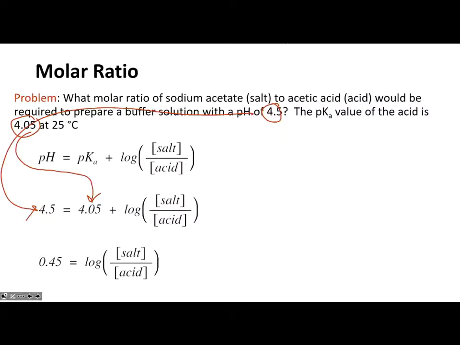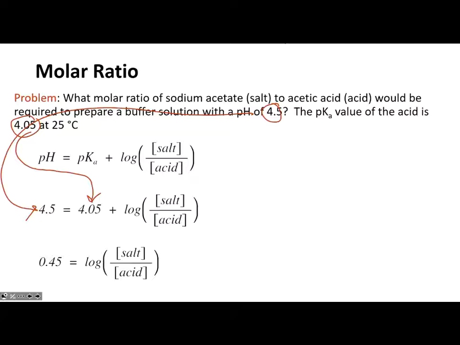So if we put 4.5 equals 4.05 plus log base 10 of salt over acid, then all you have to do is subtract 4.05 from both sides. So do you see that you get 0.45 on the left equal to log base 10 of the concentration of the salt over the acid? Is that easy? I hope.